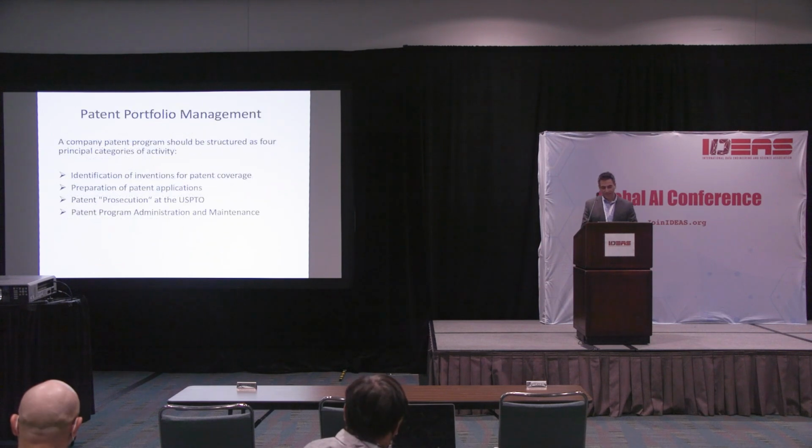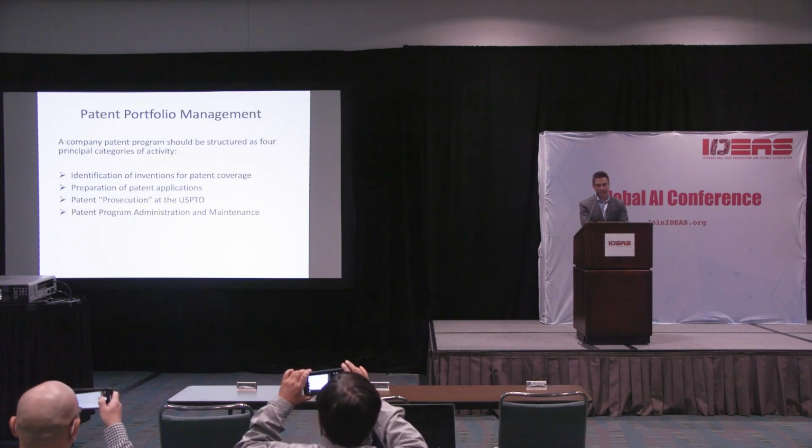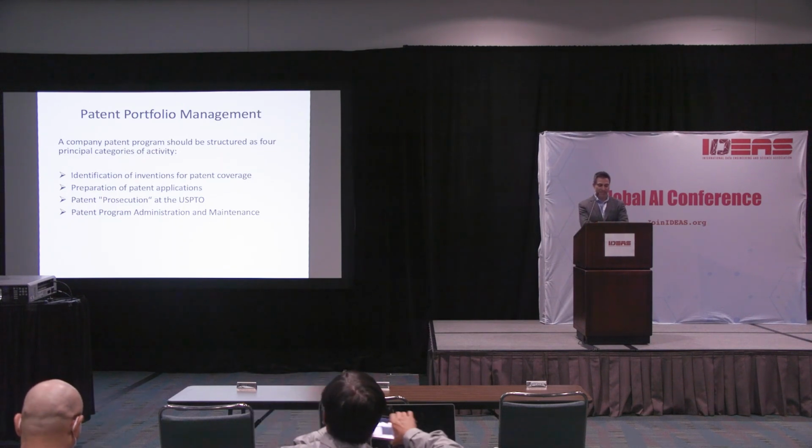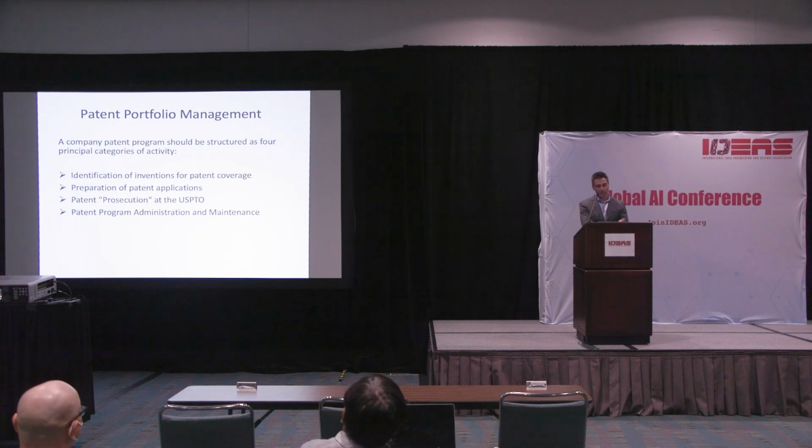So if a company has decided that they want to develop a patent portfolio, for whatever reason, I'll give some examples in a second, there's just really 4 basic steps you have to follow. You have to be able to identify the inventions for patent coverage, which we've gone over a little bit today for software and AI patents. So how do you identify it? What do you look for? What do the engineers look for?